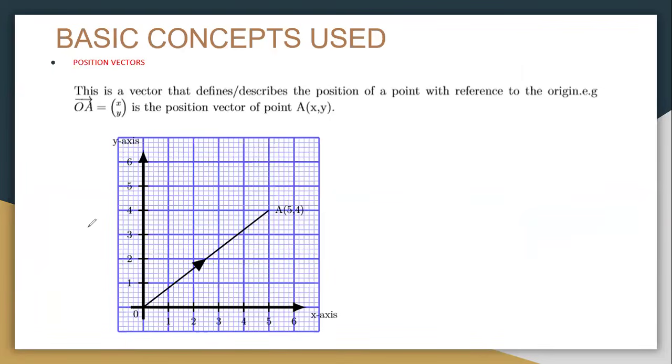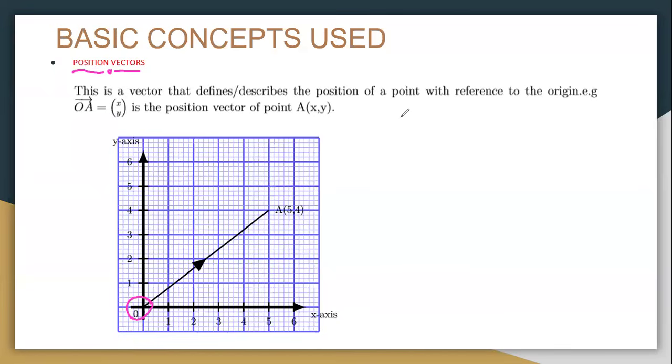Now, we have different ways we represent vectors. The very important one is what we call a position vector. Whenever you hear the word position, position means that those are vectors that always start from the origin. Whenever they mention position vector, it means that that vector originates from the origin. It starts from 0, 0.